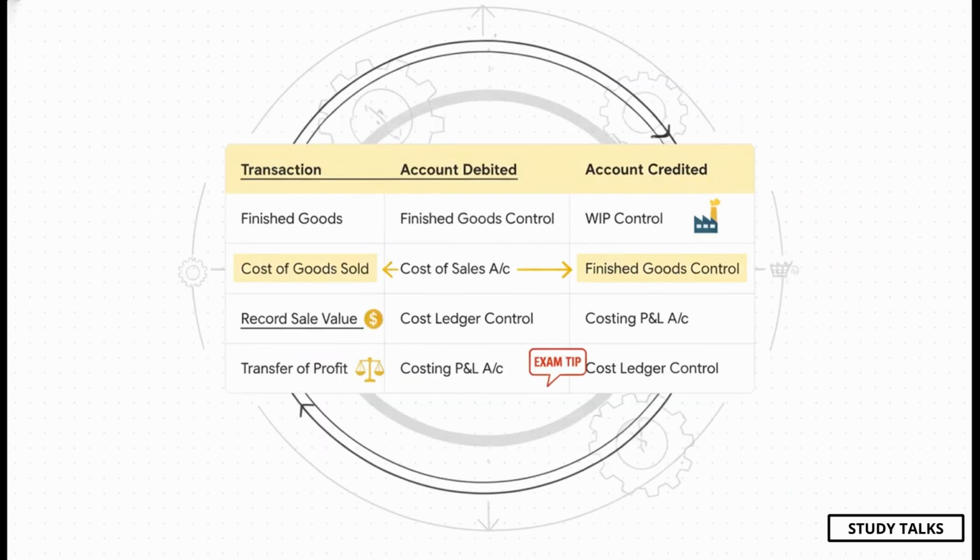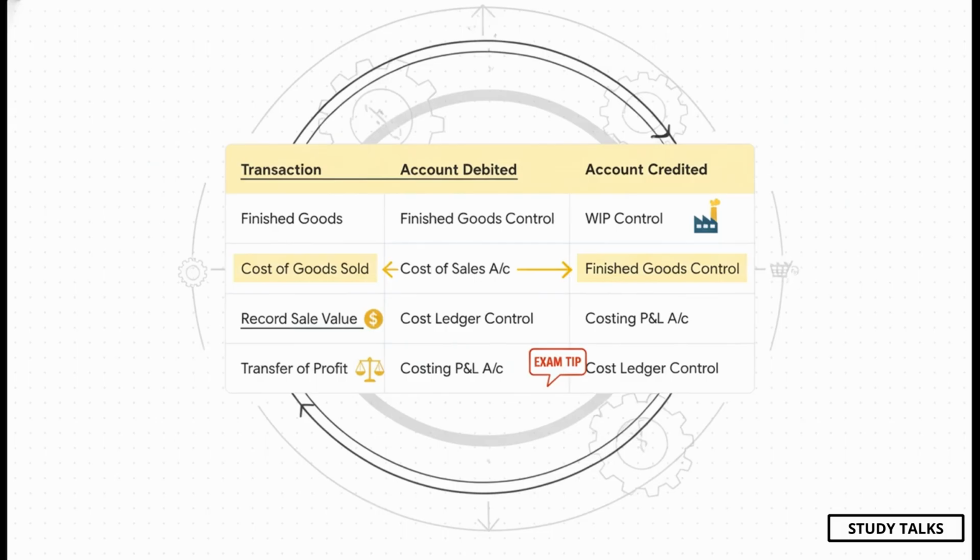And now, let's finish the story. Once a job is done, we transfer its total cost out of WIP and into the finished goods control account. When we actually sell that product, the cost moves again, from finished goods to the cost of sales account. Now, to record the sale itself, we debit the cost ledger control account because that represents our customer, the debtor, and we credit our costing P&L. And that final balancing number in our costing P&L, that's our profit or loss, which gets transferred back to the cost ledger control account to make everything balance.